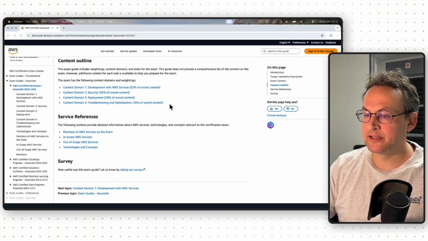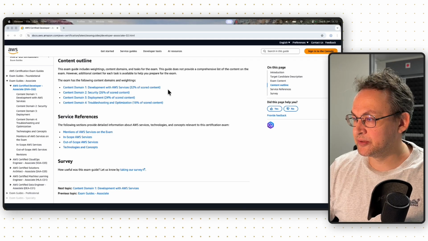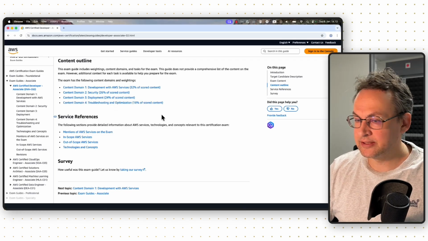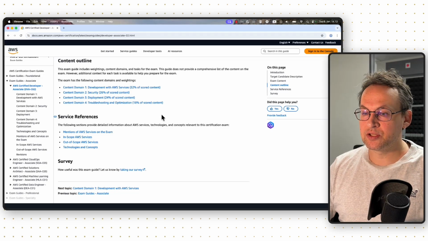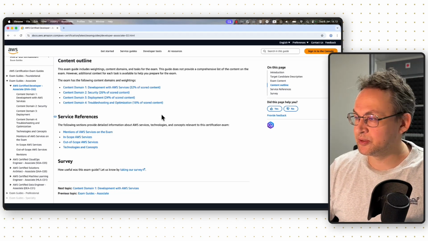The exam is divided into 4 domains and they are not weighted equally. For example, development with AWS Services is 32% of scored content and, for example, troubleshooting and optimization only 18%. Pay attention to these percentages because they should guide you on where to spend more of your study time.